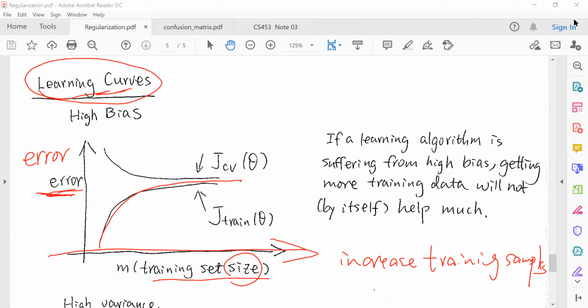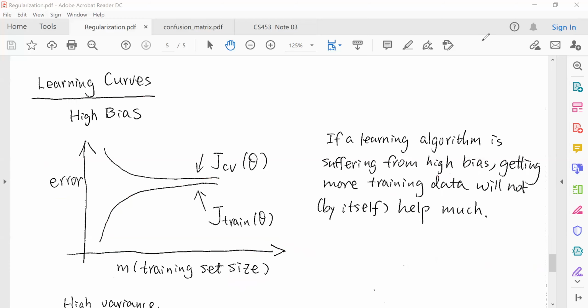It says if the learning algorithm is suffering from high bias, then getting more training data will not help a lot. You can see from this diagram that no matter how many more training samples you add, the error rate is still high. It does not decrease. So this shows high bias, which means underfit.